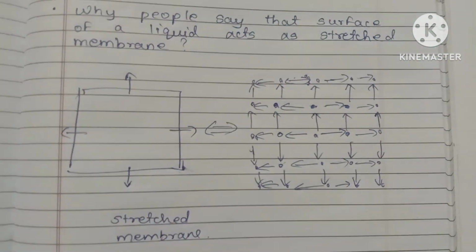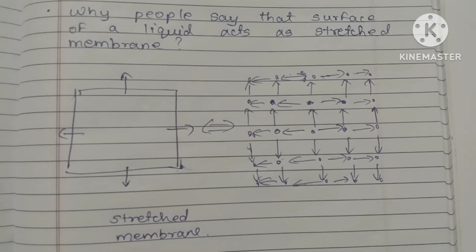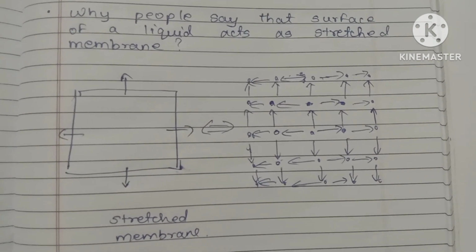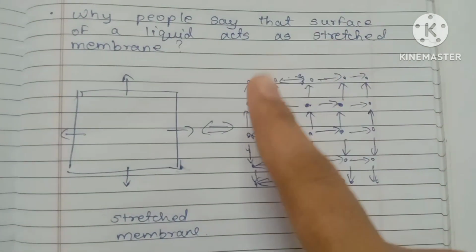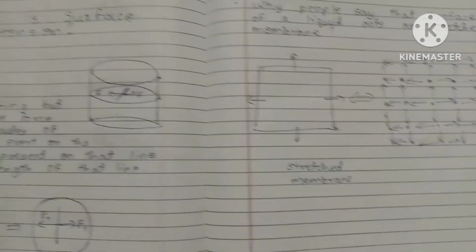You may have also seen that when you touch the surface of water, it feels like you are touching a stretched membrane, for example a stretched rubber cloth. So it is because of surface tension. So this is the real meaning of surface tension.